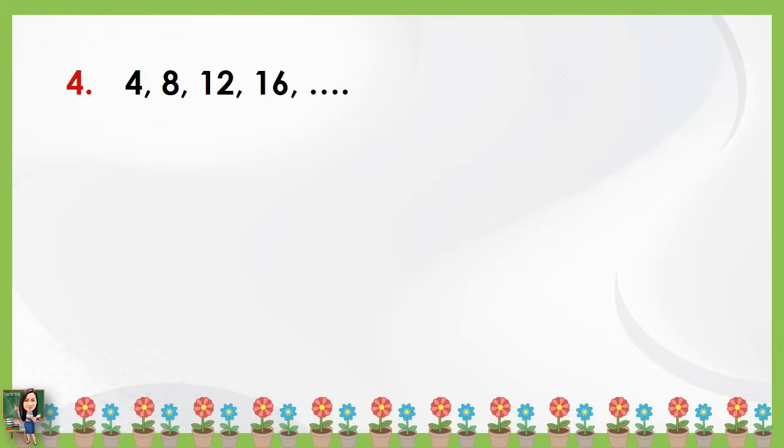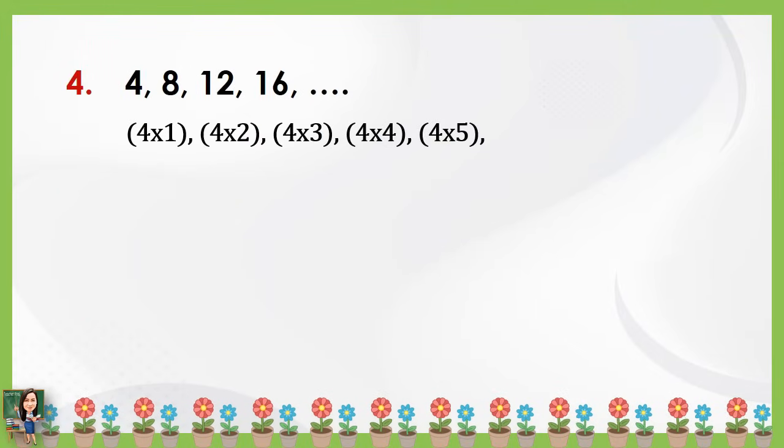For number 4, 4, 8, 12, 16. The rule is multiply by counting numbers. Like 4 times 1 equals 4. 4 times 2 equals 8. 4 times 3 equals 12. 4 times 4 equals 16. And the next 3 terms are 20, 24, 28.